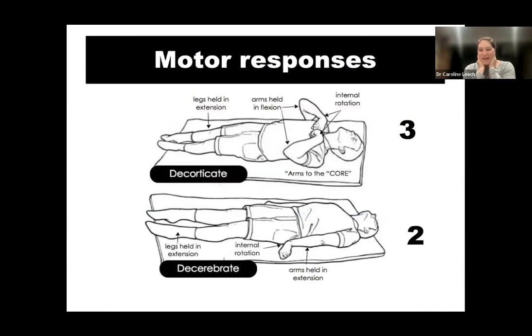So a 3 is a decorticate position. And the way I remember this is the arms come up to the core. And then a 2 is a decerebrate position where the arms are sort of going out into extension. And then 1, of course, is no movement at all. So decorticate, arms to the core, gives you a 3.